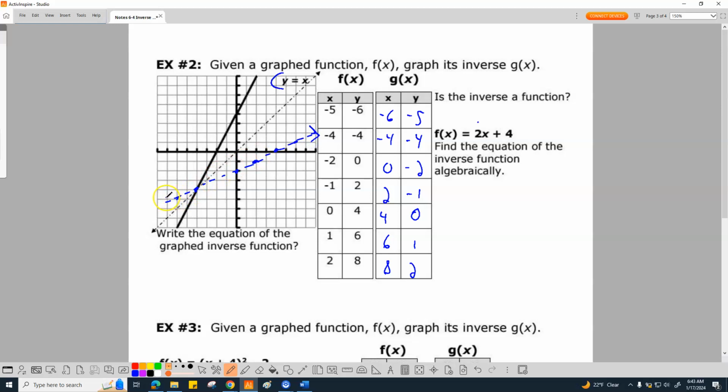Put the little arrows on there, y'all. It's not a line without the arrows. And there you have it. That's your graphed inverse function. It's not that big of a deal. There is a test you have to do.